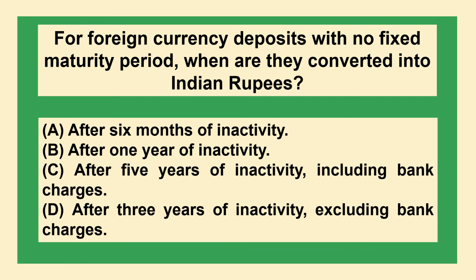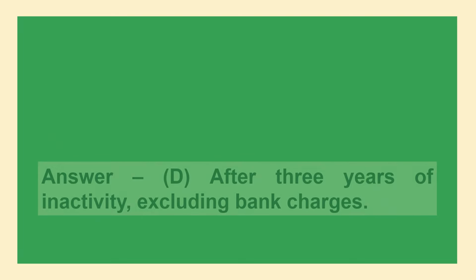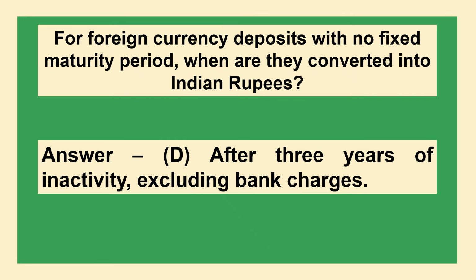For foreign currency deposits with no fixed maturity period, when are they converted into Indian rupees? Option A, after 6 months of inactivity. Option B, after 1 year of inactivity. Option C, after 5 years of inactivity including bank charges. Option D, after 3 years of inactivity excluding bank charges. The answer is option D, after 3 years of inactivity excluding bank charges.